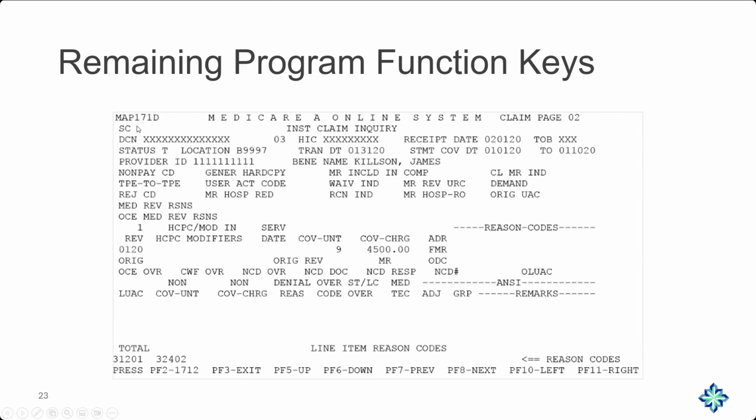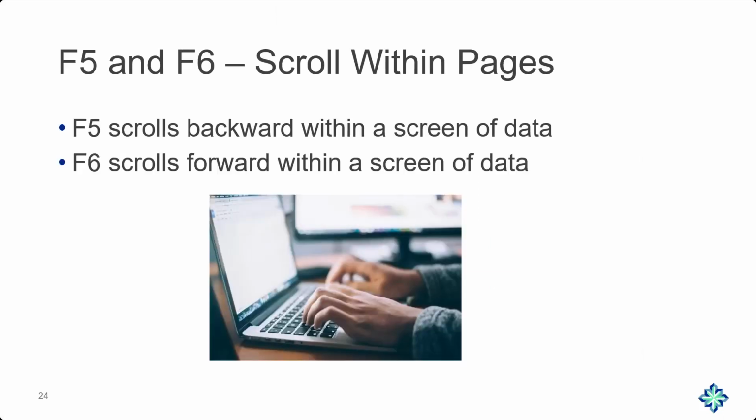So where it says down here, PF2 1712, if you press F2, that's the page or the screen it will take you to. Not every screen will have the same choices, depending on where you are. Each screen has a name, and we talked about that, map number. So I'm showing you this screenshot again because it has all of the remaining options that we haven't talked about. F5, 6, all the way through 11. So those are the ones we're going to be talking about now.